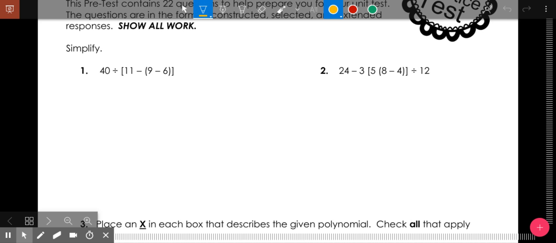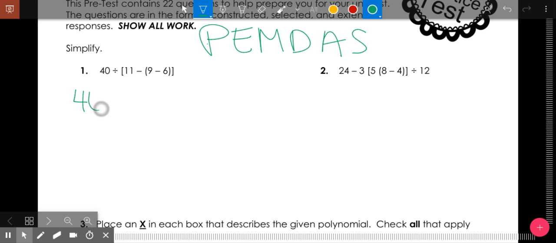Whenever we do this, we are going to use PEMDAS. So your parentheses, exponents, multiplication, division, and then your addition and subtraction. So on part 1, you've got to work inside your parentheses out. So you do 40, keep that the same. We're going to do 9 minus 6 first. Keep your bracket, 11, and then 9 minus 6 is 3.